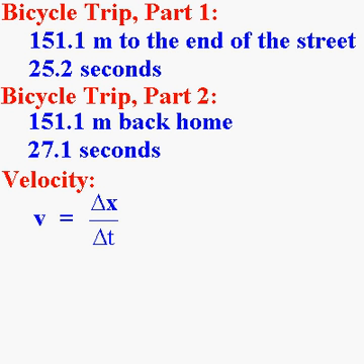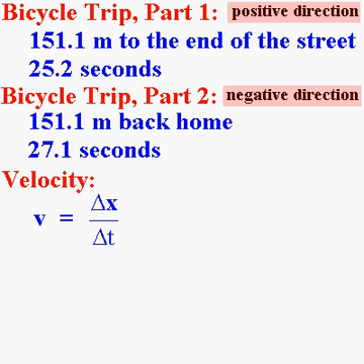So that means the first part of the bicycle trip involved moving in a positive direction. Now in the second part of the trip, you moved in exactly the opposite direction. So if motion to the end of the street is positive, then motion back home has to be negative. So the second part of the bicycle trip involves moving in the negative direction.